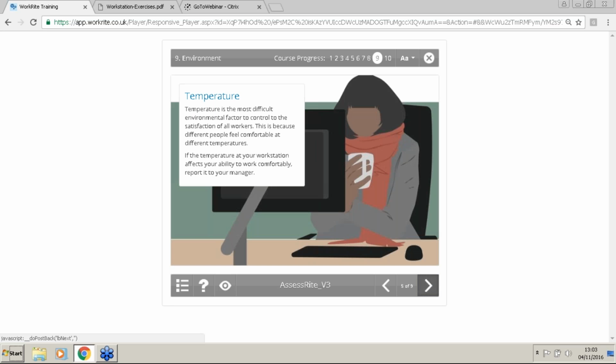Temperature is the most difficult environmental factor to control to the satisfaction of all workers. I have never worked in an office where we managed to get it right. Someone's wearing a jumper, someone's sweating in the corner. That's just the way it is, because different people feel comfortable at different temperatures. If the temperature at your workstation affects your ability to work comfortably, report it to your manager.